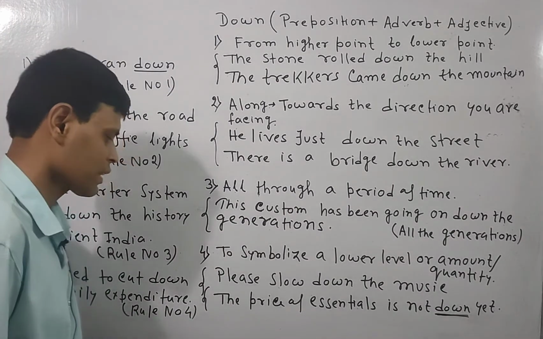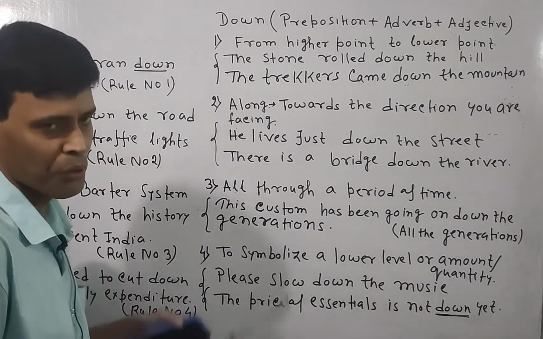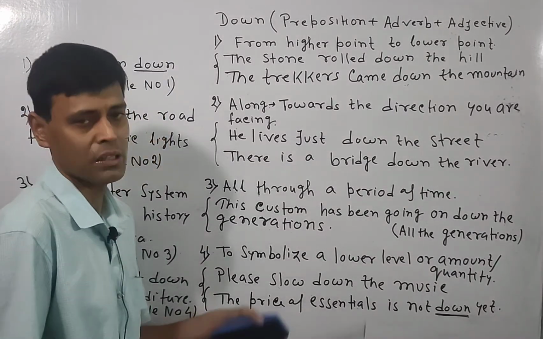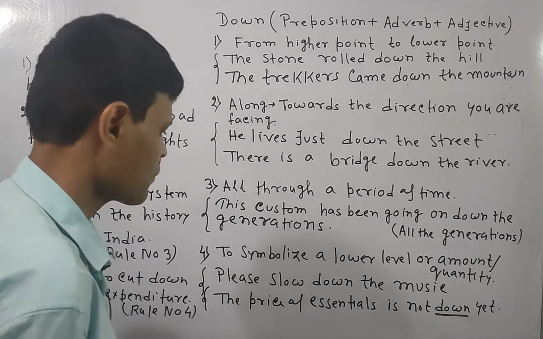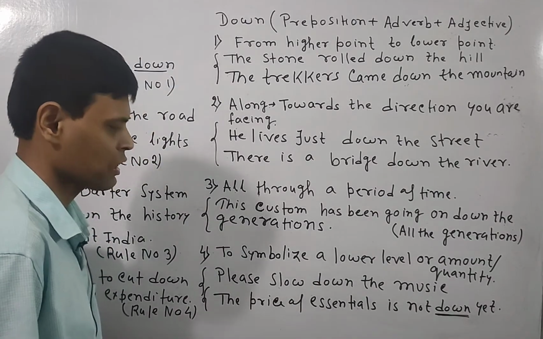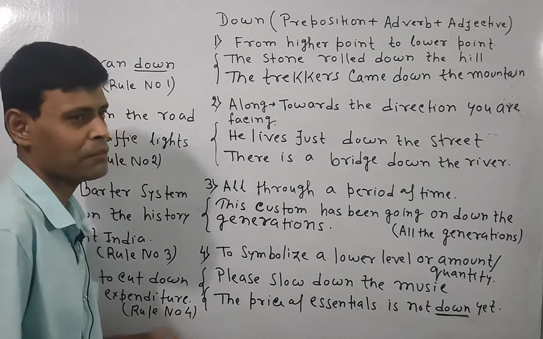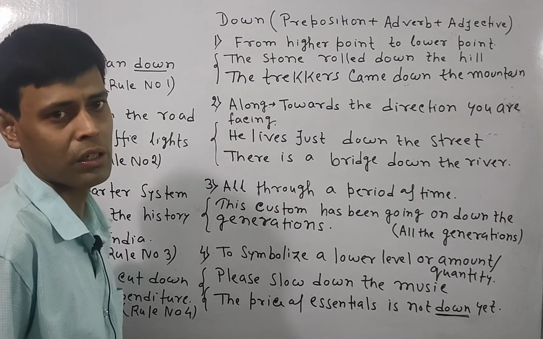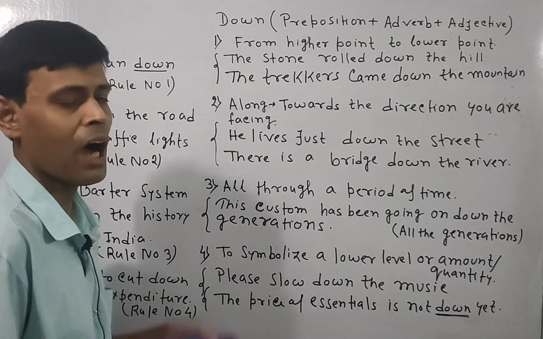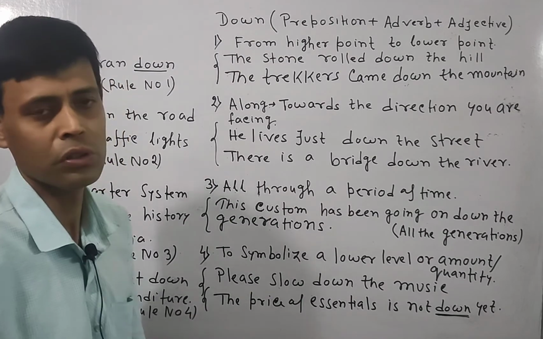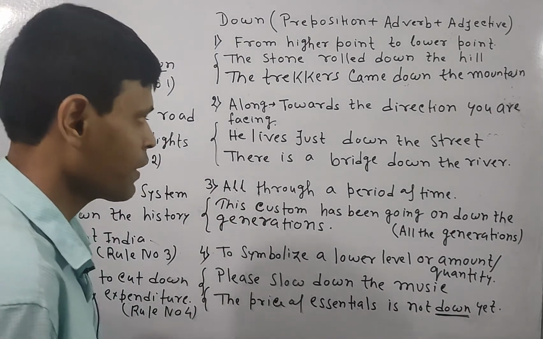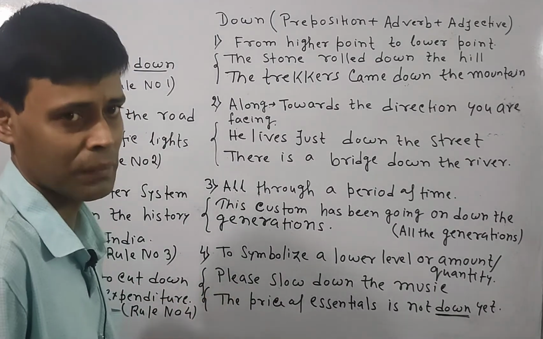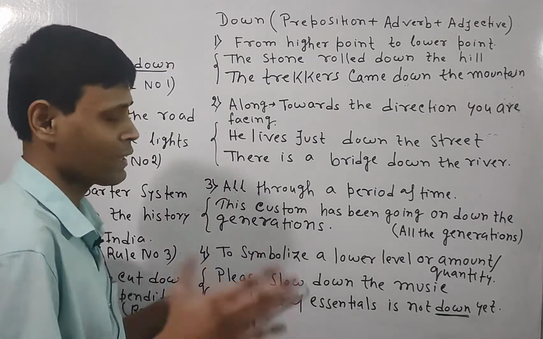Now if I look over the next example, the price of essentials, meaning essential commodities or essential goods, is not down yet. That means it's very high. The price of essentials is not down, this means the price of essentials is very high. Suppose I am saying that prices of petrol are not getting down, that means they are getting up. So in this case we can also use the preposition down, but be careful, depending on the sentence it can be used as a preposition or adverb or adjective, but in the hardcore part it's a preposition.